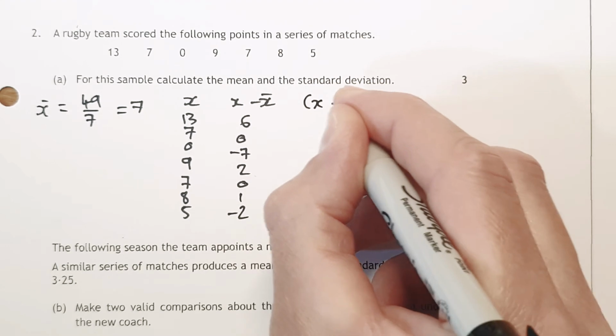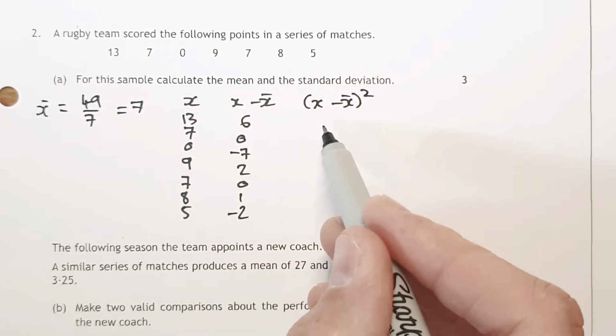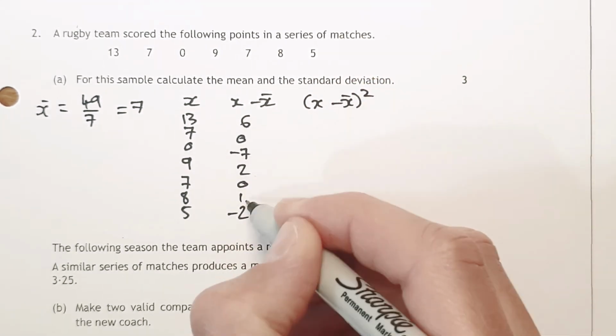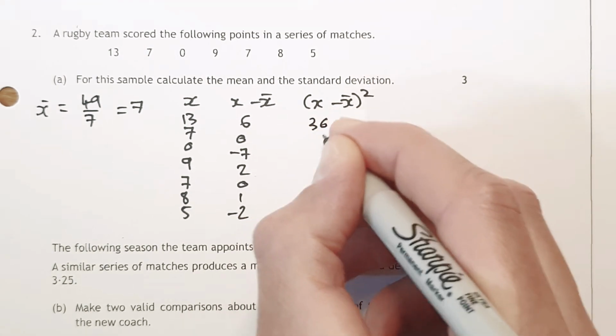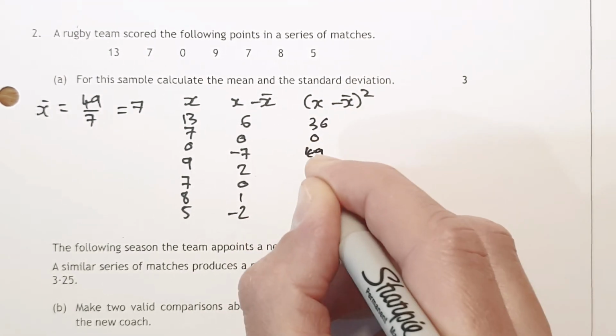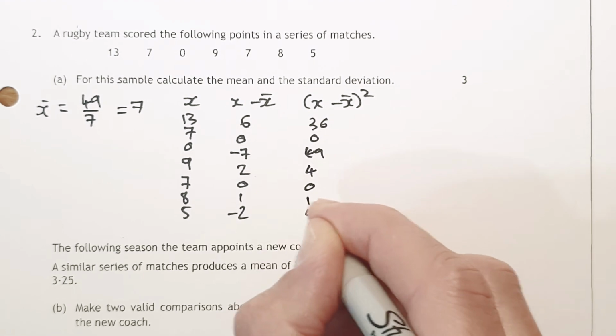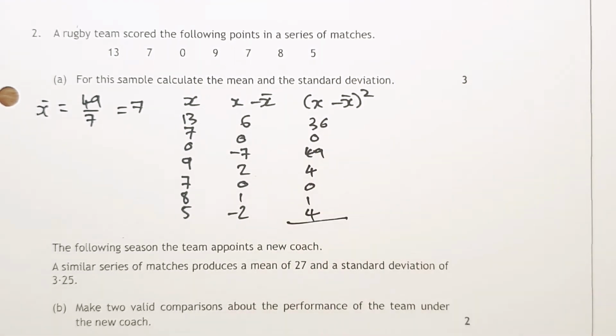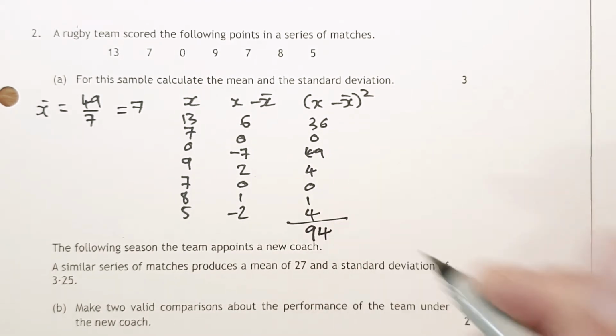You then have to square each of these numbers. There shouldn't be any negatives in this last column because when you square all these, you're going to get all positive numbers. You then got to add that column up because we want the sum of x minus x bar all squared, and that's just that last column added up.